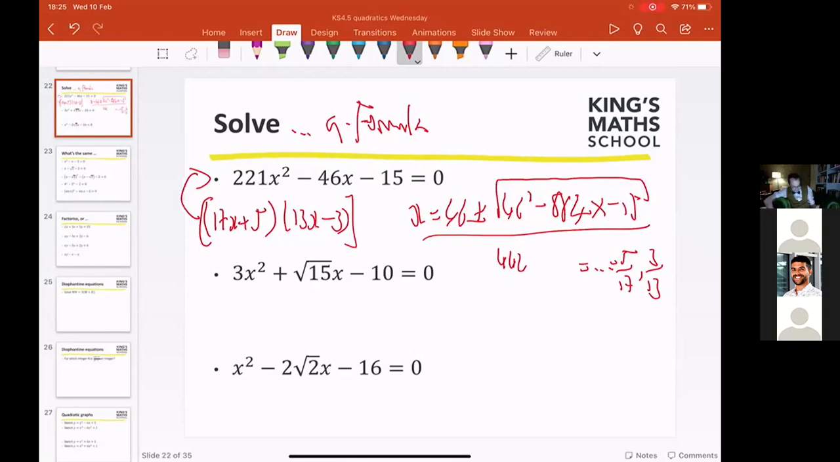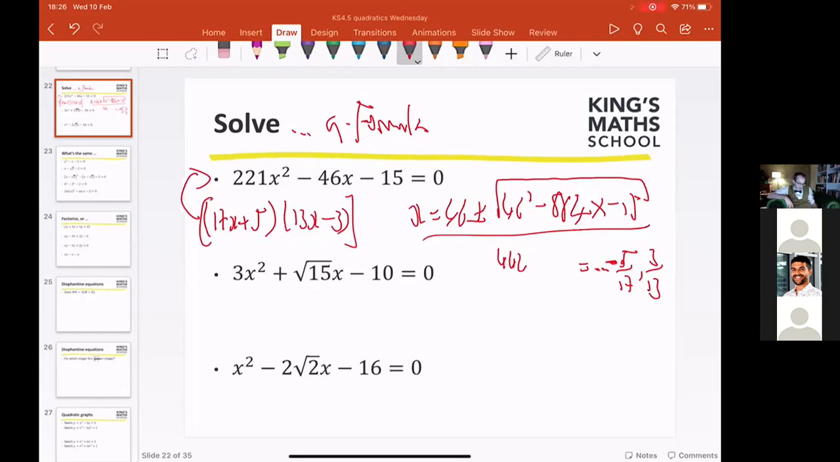So that negative isn't very clear, sorry, that's negative 5 over 17. So use the quadratic formula, get exact answers as fractions, not decimals, and then work out how do I go back from the fractions to the factors. If I've got the factor, I know what the answer is. If I've got the answer, can I work out what the factor is?